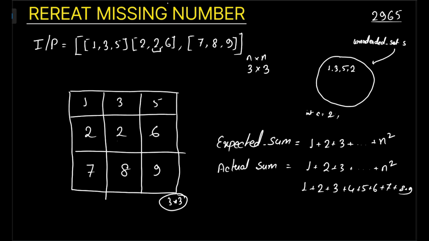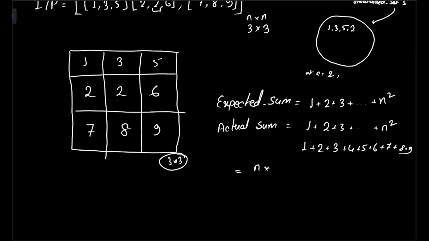And to solve this, what is the formula? Normally our formula for n integers is n into n plus 1 divided by 2. This is our sum calculation formula. But there is an n square, so what will be the formula? So n square into n square plus 1 divided by 2. This is our expected sum. So find the missing number.